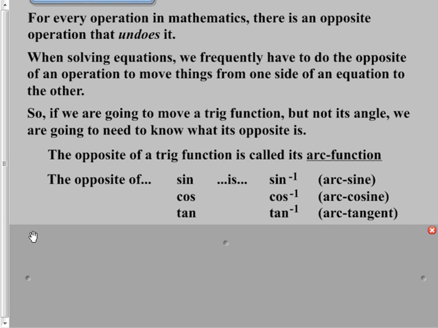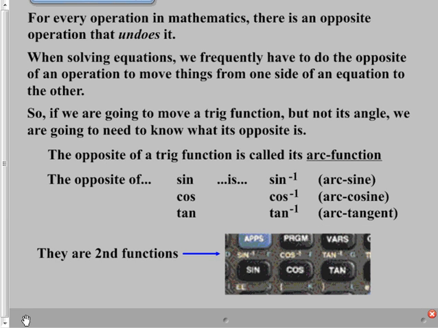Okay, so there are the three arc functions that are going to help us with moving our trig functions from one side of the equal sign to the other. And you've probably noticed them on the face of your calculator before. They are secondary functions that are directly above the buttons that they represent. So arcsine is found directly above sine, arccosine is above cosine, and arctangent is above tangent.